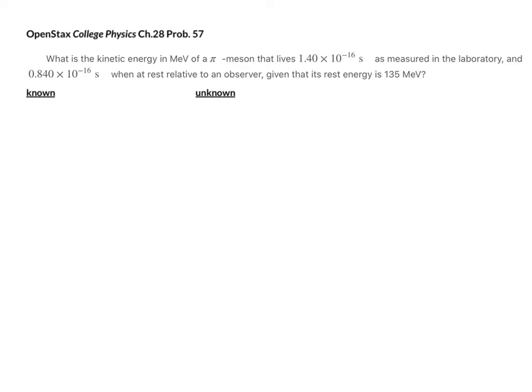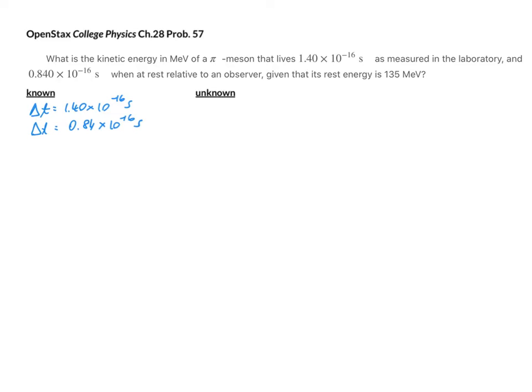So let's start writing down our knowns and unknowns. And the first thing we know is that the pi meson lives, so we have a delta t that is 1.4 times 10 to the negative 16 seconds. And then we have another delta t for the pi meson, which is 0.84 times 10 to the negative 16 seconds. So one of those times has to be the proper time and the other one is a dilated time, and we need to figure out how to determine which one is which.